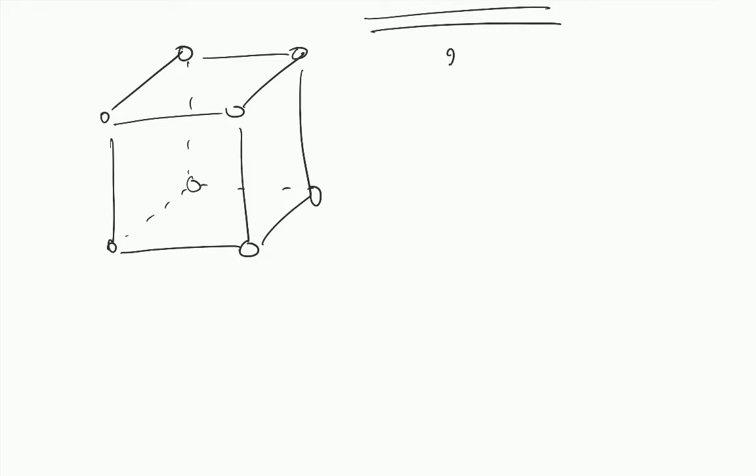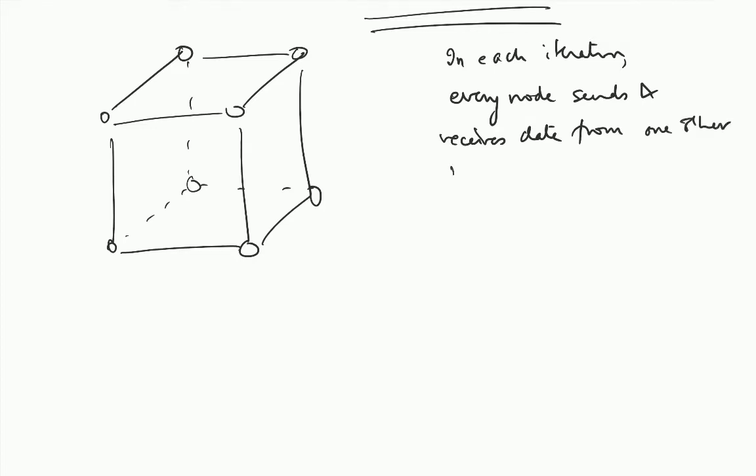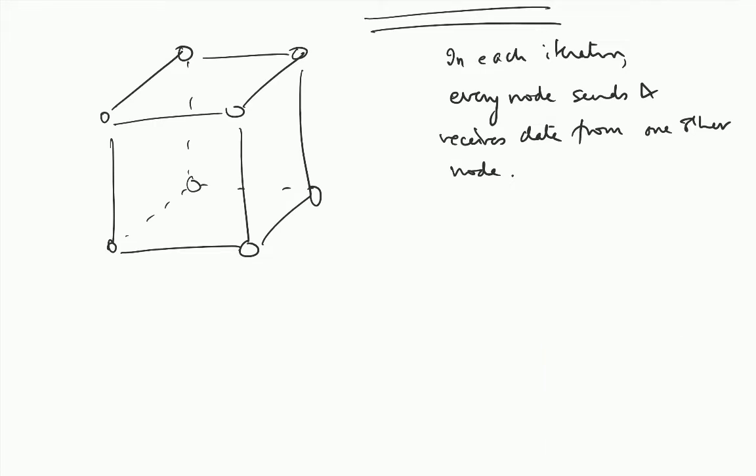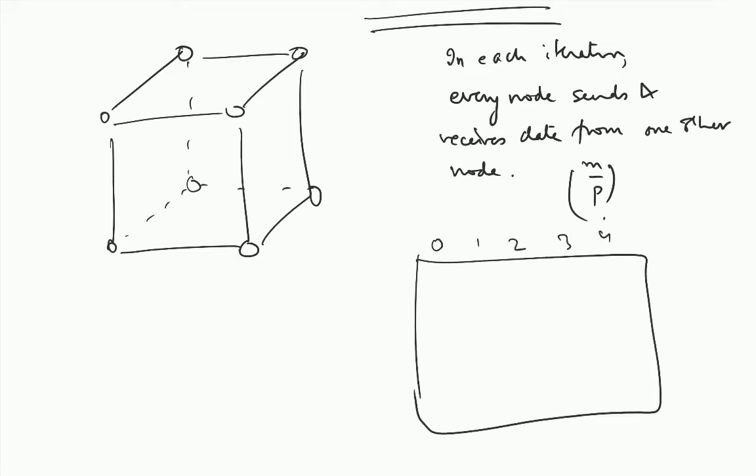So here is an algorithm. In each iteration, every node exchanges, means sends and receives data, from one other node. Okay, how many iterations are there going to be? Well, in the first iteration, node 0 is going to send and receive data from one other node. In iteration 2, it's going to send and receive data from one other node. When we are talking about sending and receiving data, we are talking about those m by p elements, right? This was the matrix, right? This was rank 0, 1, 2, 3, 4 and so on, right? So this is the data that it's supposed to send here, and this is the data that it's supposed to send here, right?